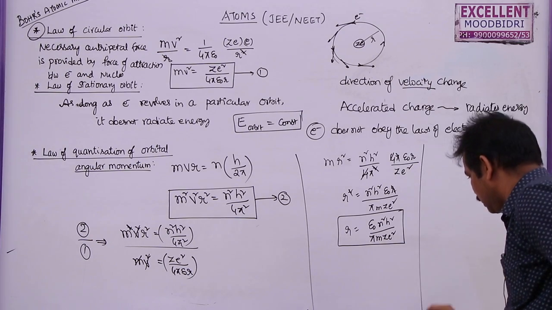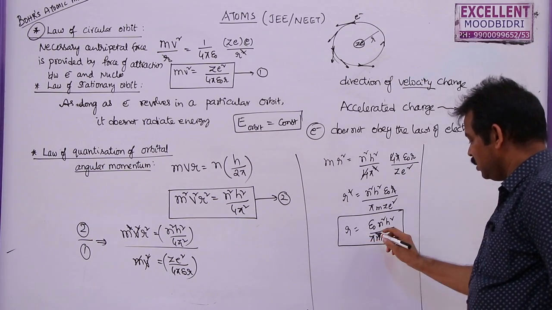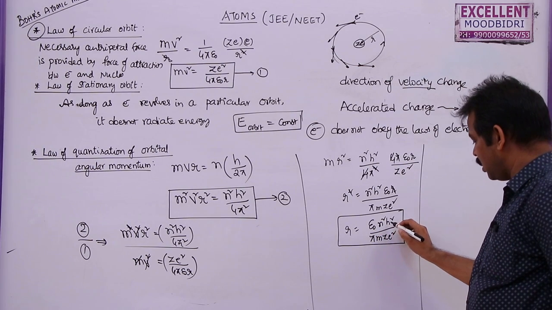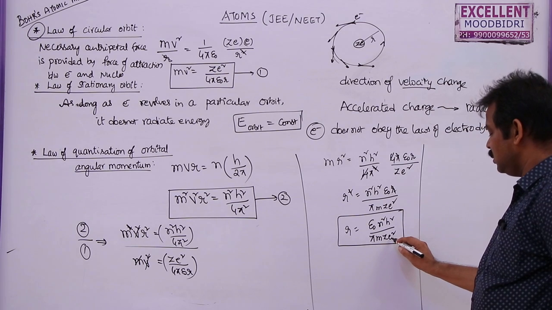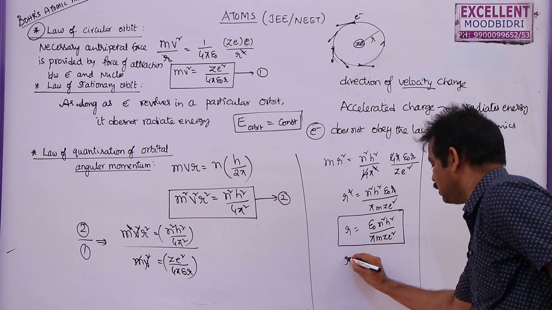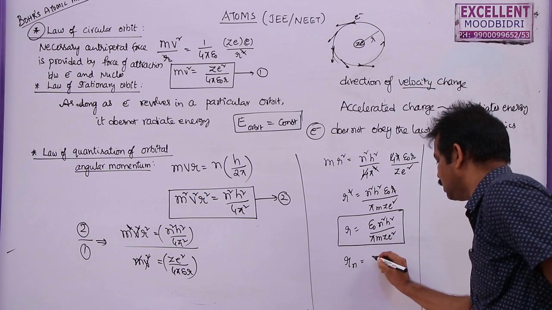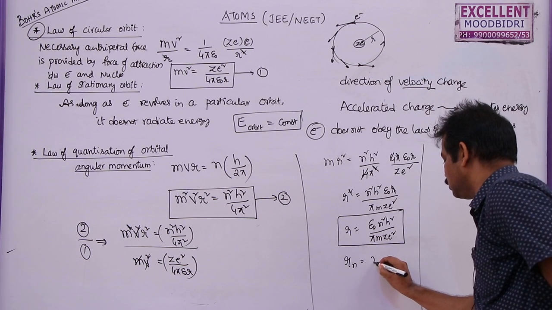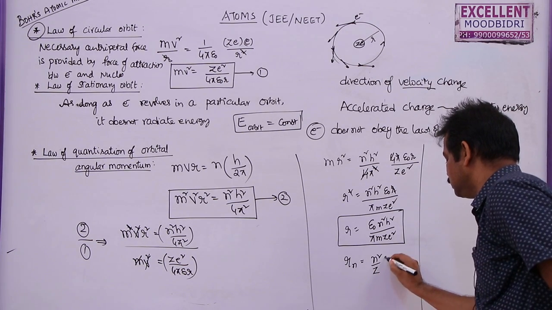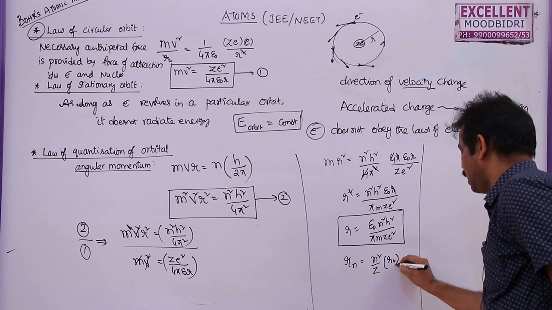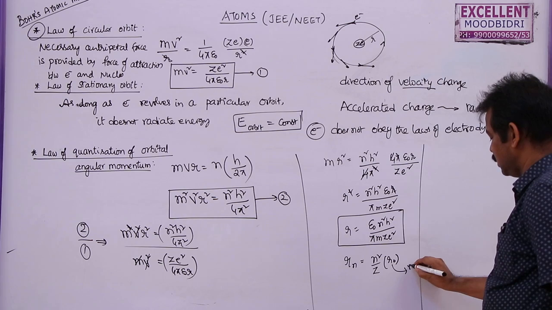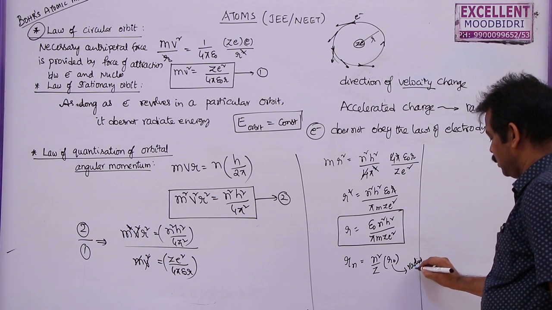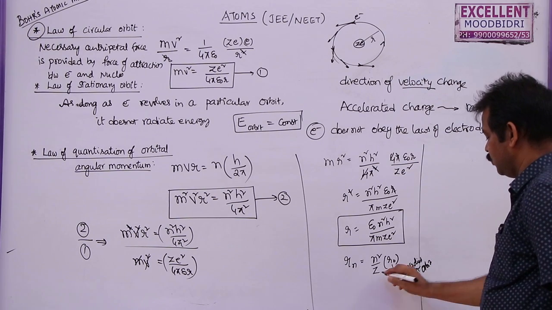So after finding the radius, here you can see epsilon naught is a constant, h is Planck's constant, pi is a constant 22 by 7, m is the mass of the electron, e is the charge of the electron. So the radius of any orbit is equal to some constant into n square by z. That constant is known as r naught, which is equal to Bohr's radius, that is the radius of the first orbit of the hydrogen atom, the radius of the first orbit if z is equal to 1.